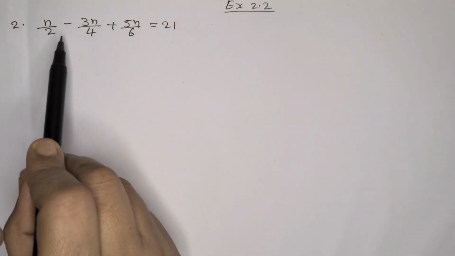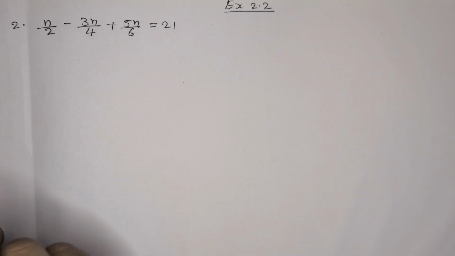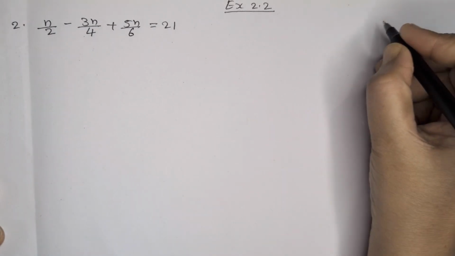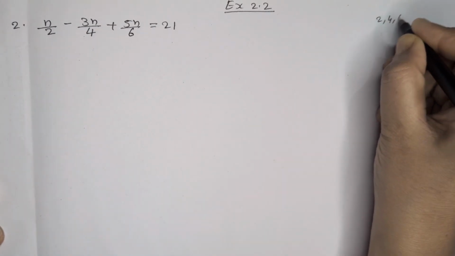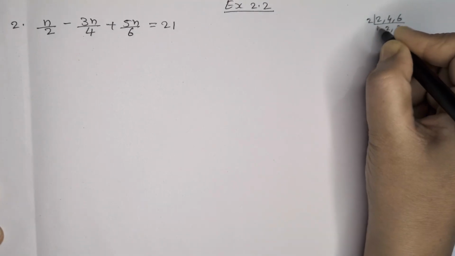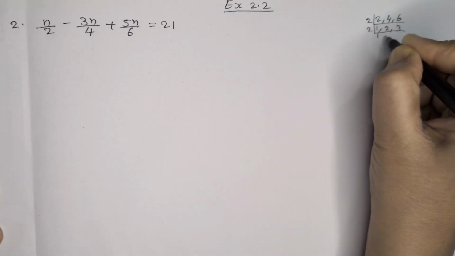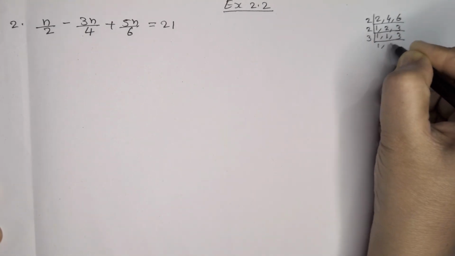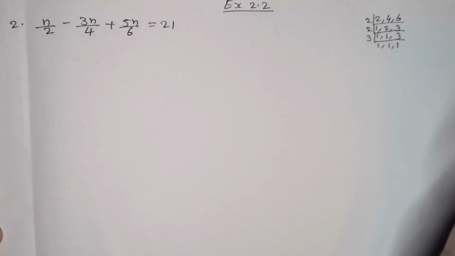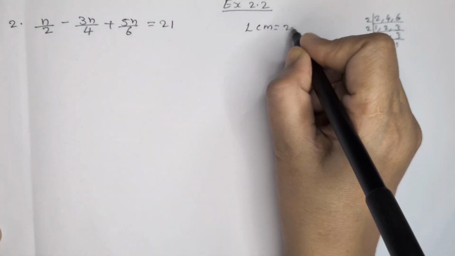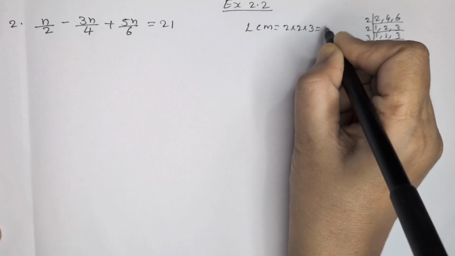Second one, n by 2 minus 3n by 4 plus 5n by 6 is equal to 21. Here the denominator is 2, 4, 6. So we have to find the LCM of 2, 4, 6. By 2: 1, 2, 3. Again by 2: 1, 1, 3. By 3: 1, 1, 1. So LCM is equal to 2 into 2 into 3. It's equal to 12.